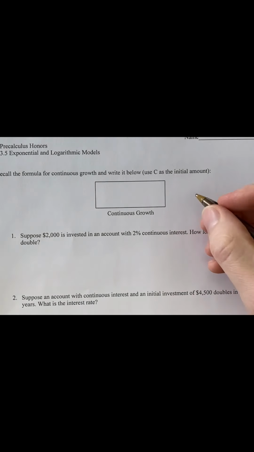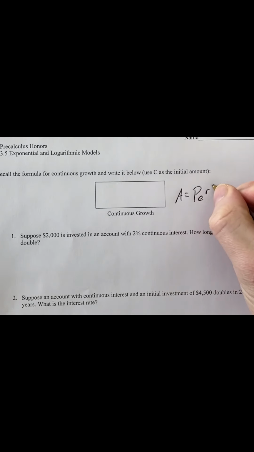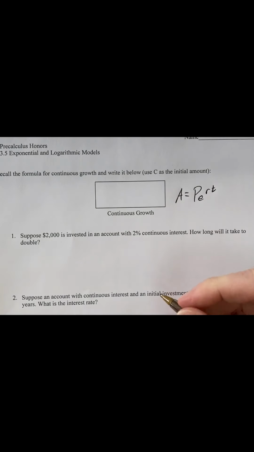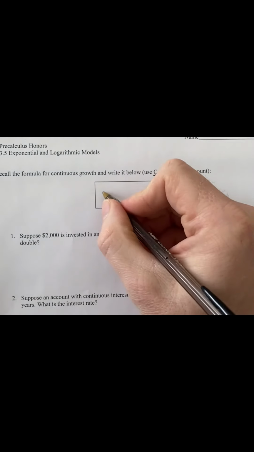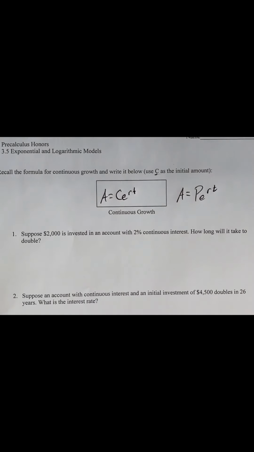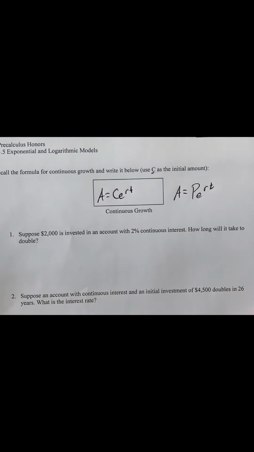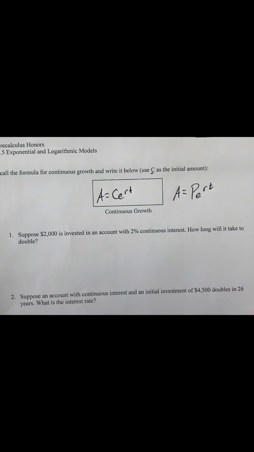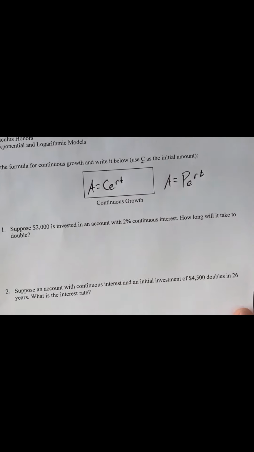So the very first thing is the formula, and a lot of times I hear this referred to as PERT, kind of looks like that. That is the continuous growth rate formula, at least for money. And here I said to use C as your initial amount, so it'll be CERT. That's what we usually refer to it as. So that is going to be your continuous growth formula for all other situations that don't involve money, with the only C being different than P. It's really the only difference.